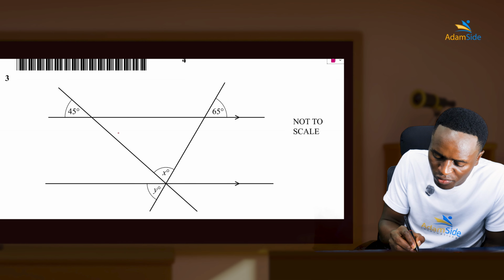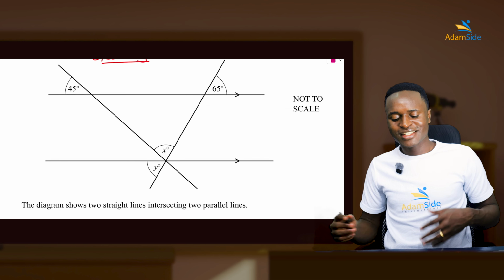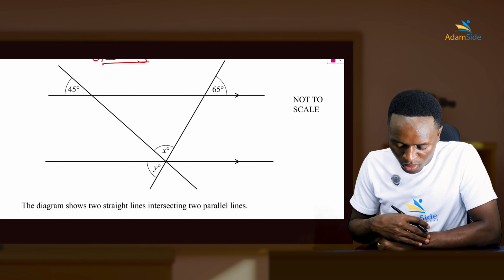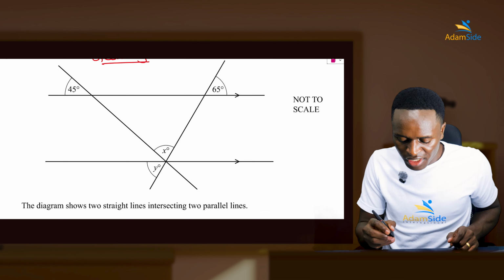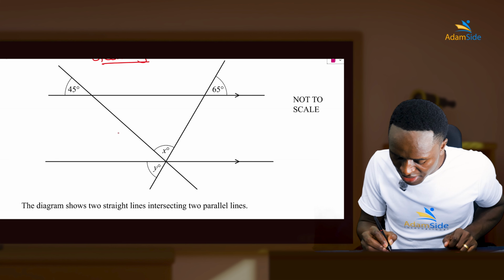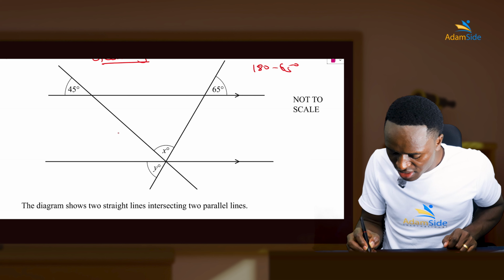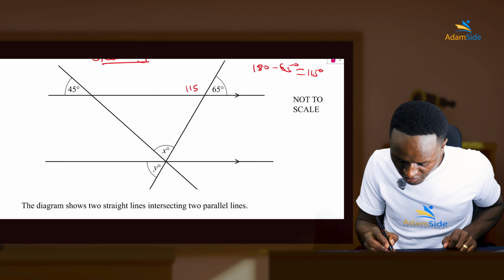Question number 3 comes from the unit of geometry. Geometry, we're talking about lines and angles, corresponding angles. We say corresponding angles are equal. Angles in a straight line add up to 180 degrees. So here I'll start straight: 180 minus 65 degrees, you end up getting 115 degrees. So here you get 115 degrees.